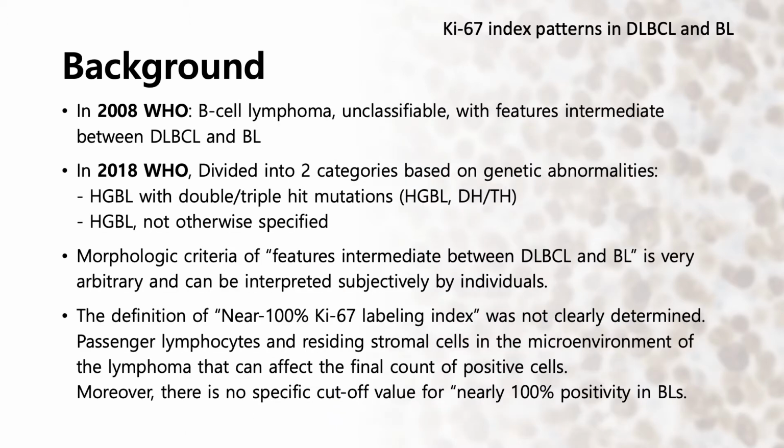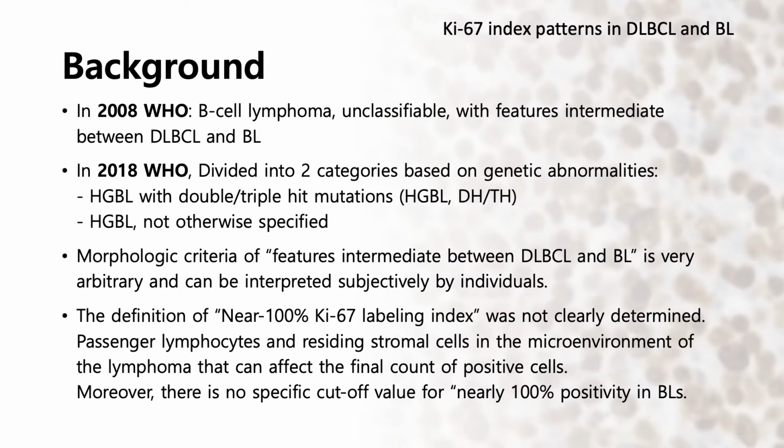These cases were referred in the 2008 WHO classification to as B-cell lymphoma unclassifiable with features intermediate between DLBCL and Burkitt lymphoma, and were divided into two categories based on genetic abnormalities in the 2018 classification: high-grade B-cell lymphoma with double, triple hit mutation, and high-grade B-cell lymphoma not otherwise specified.